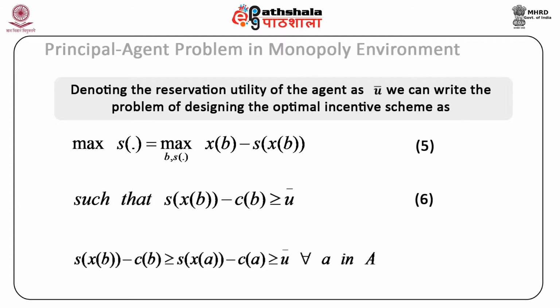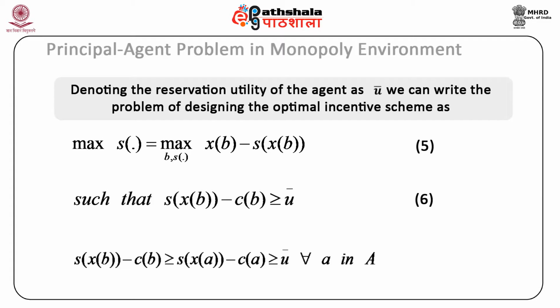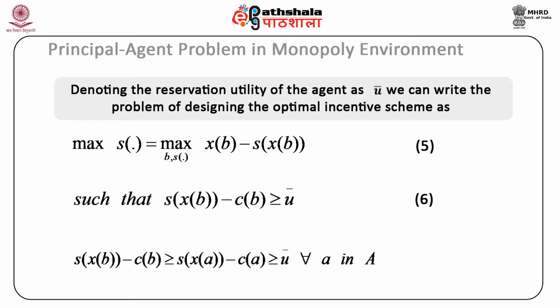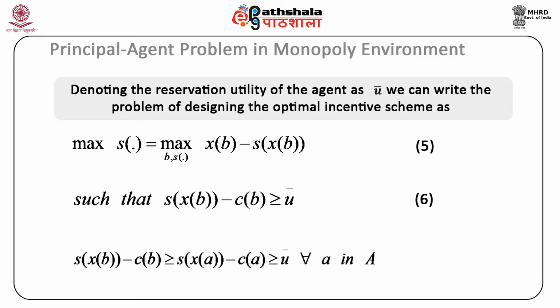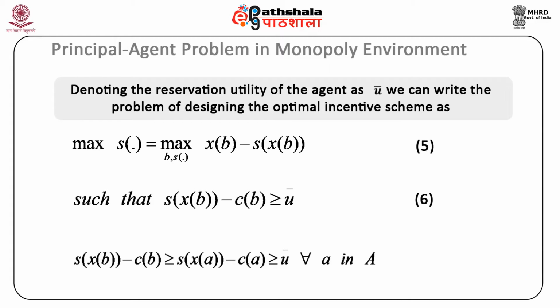S(x(B)) minus C(B) is greater than or equal to S(x(A)) minus C(A), which is greater than U bar, for all A in capital A. This is equation 7.